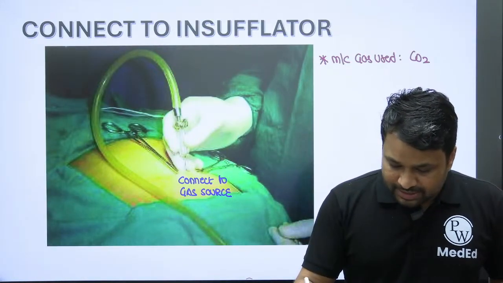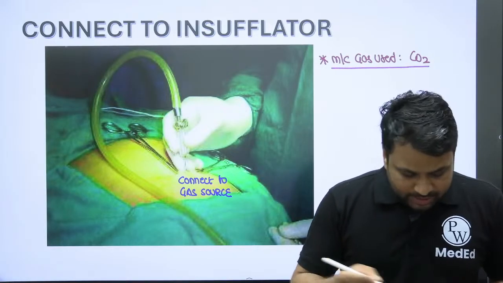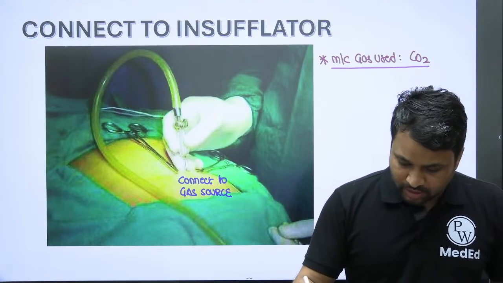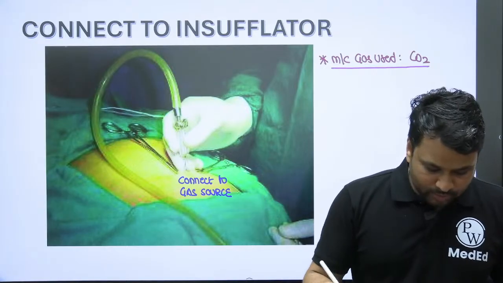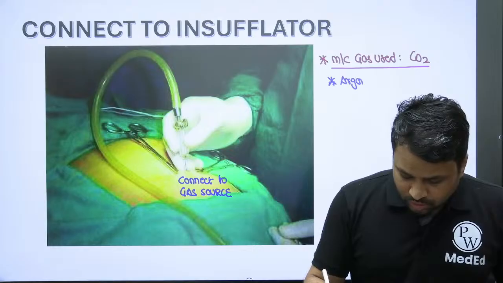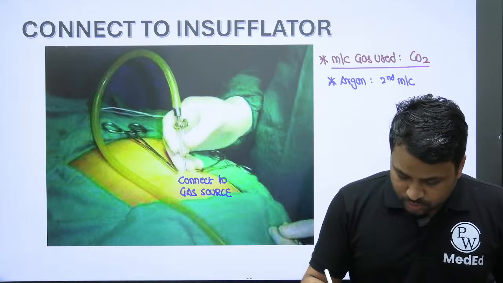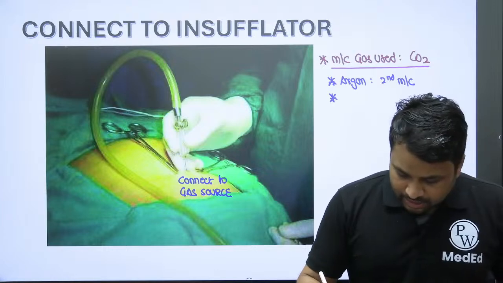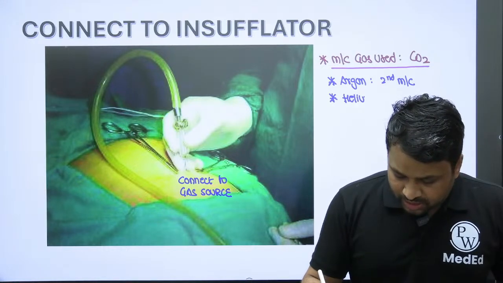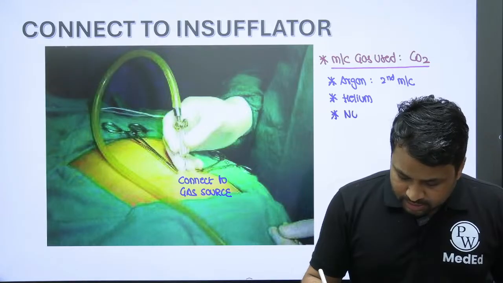But my interest lies in what are the other gases that we can use. Okay, carbon dioxide is fine, it is the most common. What are the other gases that you can use? The second most common gas that you can use to create pneumoperitoneum is argon. The other noble gases that you have, you can use helium. You can use nitrous oxide.